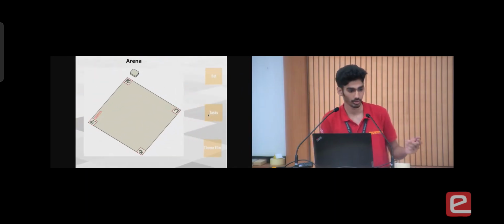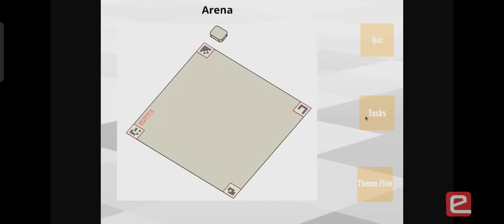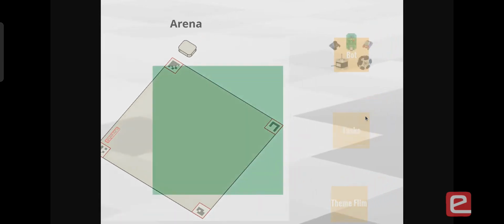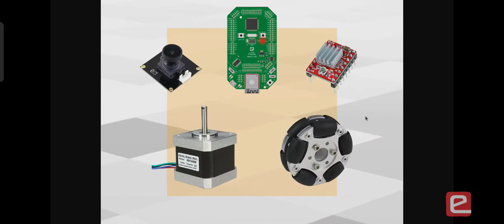So coming to the environment, as you can see, a very simple environment. There is a blank canvas over here, and we have an overhead camera, which will be used for localizing the bot. So this team also had MakerBot. So the participants have designed and fabricated the board by themselves. So these were the basic components provided: a microcontroller, an overhead camera, some motor drivers, a motor, and omni wheels.